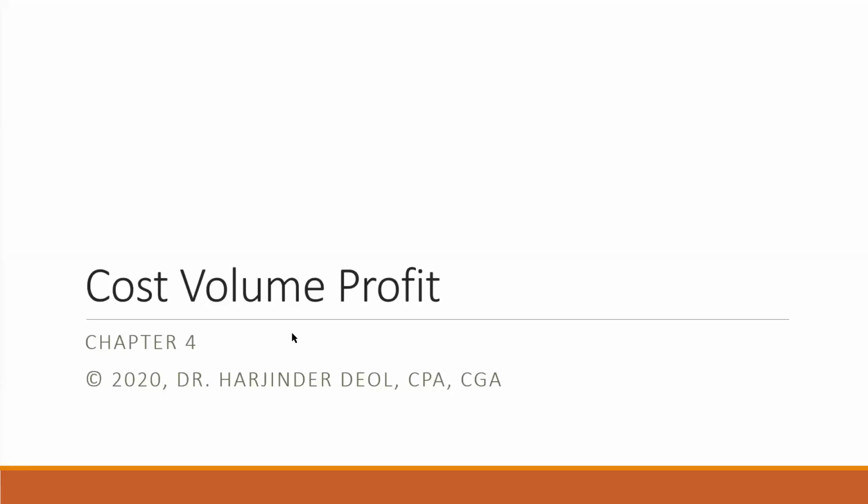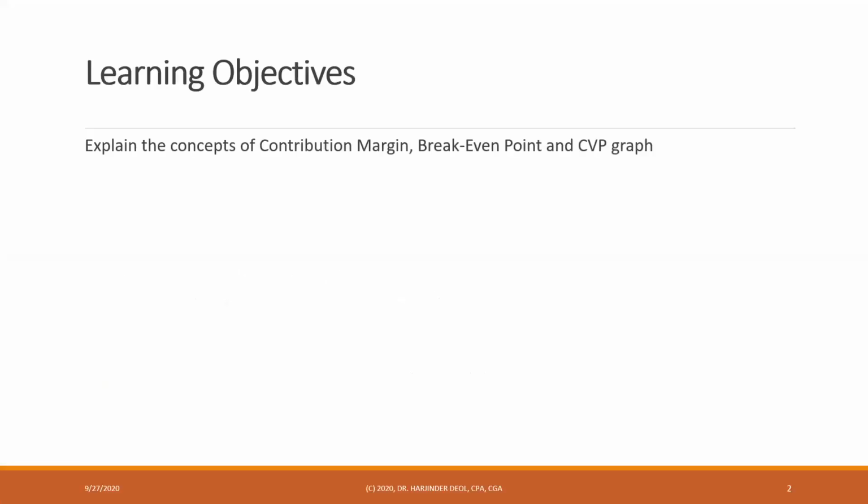Hello, everyone. So we are looking at chapter 4, which is cost, volume, profit. In this chapter, our learning objectives are to explain the concepts of contribution margin, break-even point, and CVP graph. We will be looking to identify the key assumptions of CVP analysis.